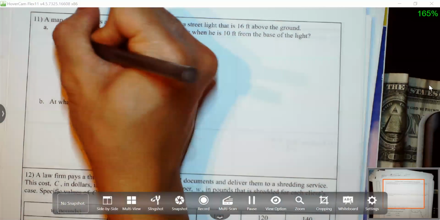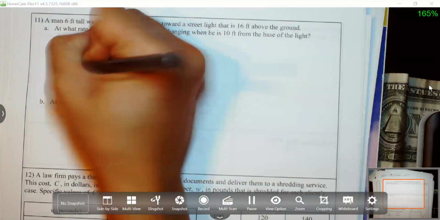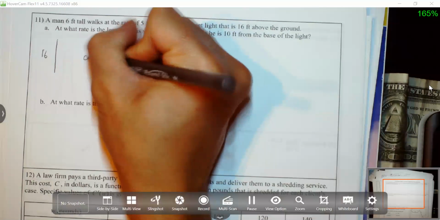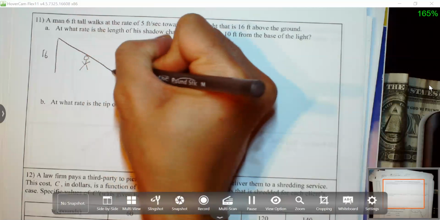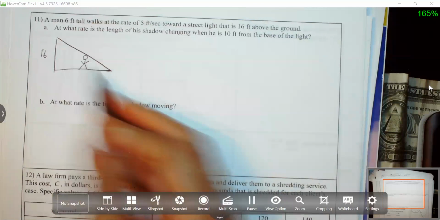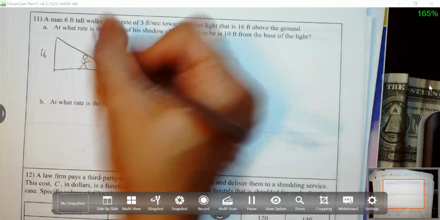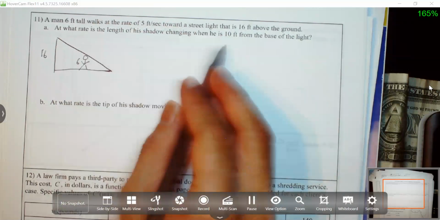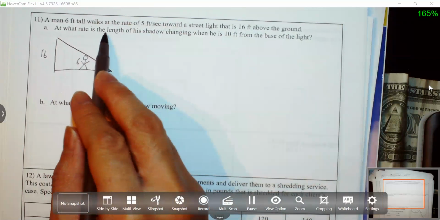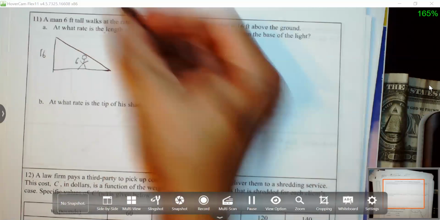So we're going to have one big light, and this is 16. There is a man standing here, and there's a light that's cast across him, and he's 6 feet tall. Now we want to know what is the rate of the length of his shadow changing when he is 10 feet from the base of the light. Okay.